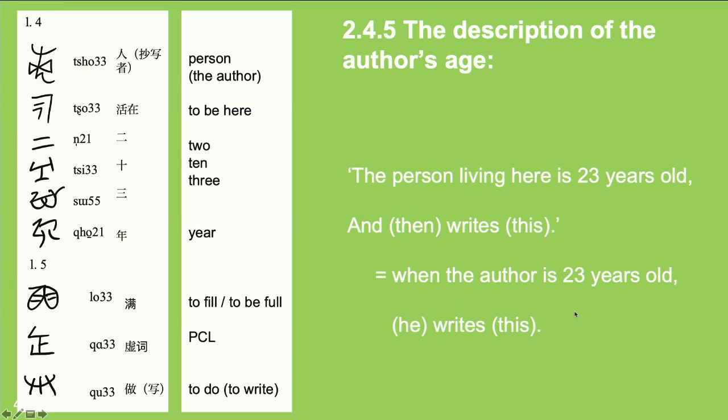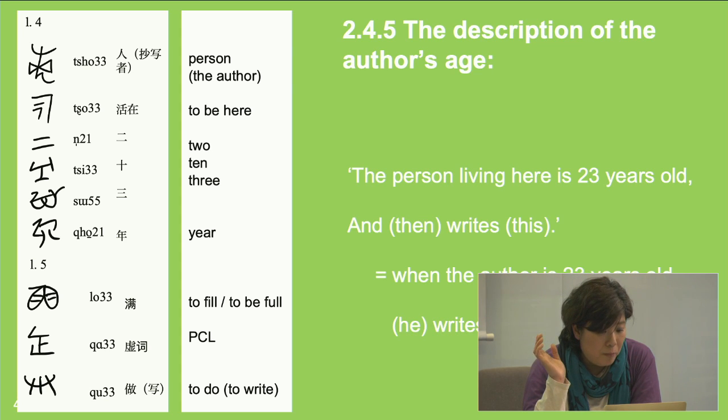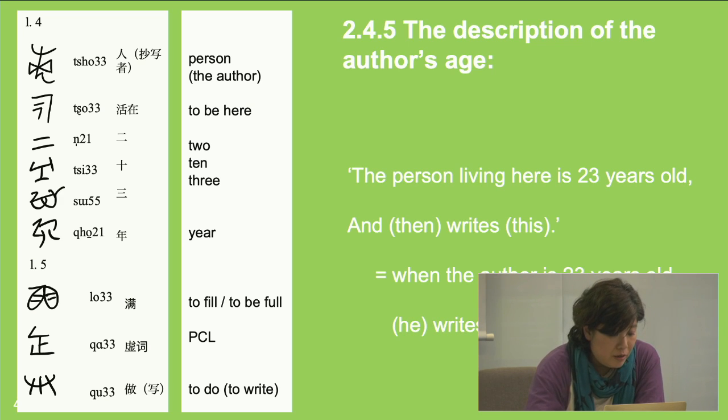And the line still continues, and it says the person living here is 23 years old, then writes this. Or when the author is 23 years old, he writes this, or something like that. So to, that the person, cho, normally it is written differently, but here the person used anagraphs, actually a phonetic loan, I think. And he is 23 years old. Kaku, ku, that means to do, but here it means to write.